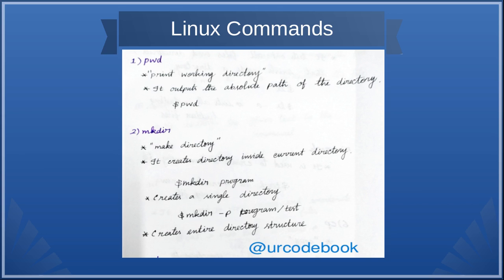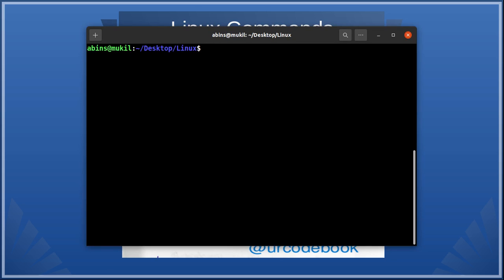The first Linux command is pwd. It stands for print working directory. The command is used to print the present working directory. So if I type pwd, it gives the current working directory, Desktop and Linux. Most of the time this command will help us to find the current working directory.